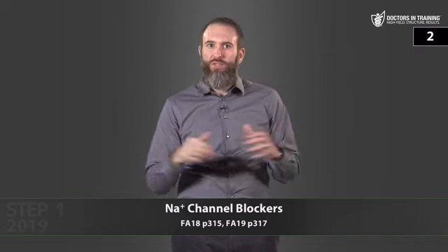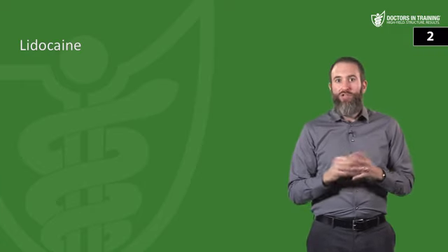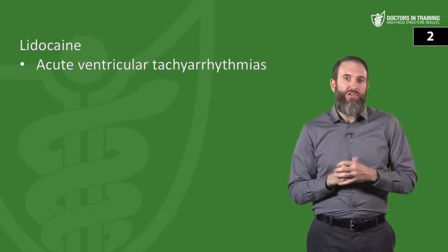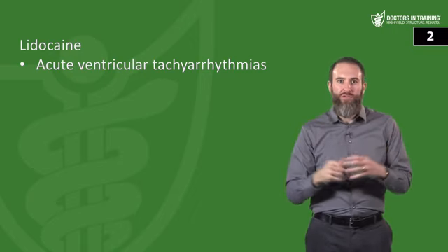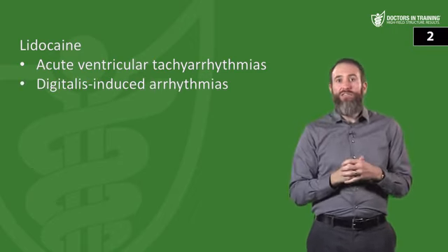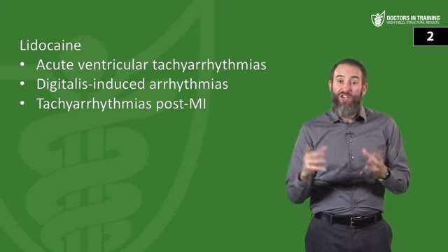Let's move on to class 1B. 1B probably a little more often used. This includes lidocaine, tocainide, and mexiletine. That's the mayo, lettuce, and tomato. Now lidocaine is probably the most commonly used out of these. It's useful for acute ventricular tachyarrhythmias. It's beneficial because it slows the heart rate down pretty dramatically. Lidocaine is also used in digitalis-induced arrhythmias. So lidocaine is used for those tachyarrhythmias, especially after an MI.